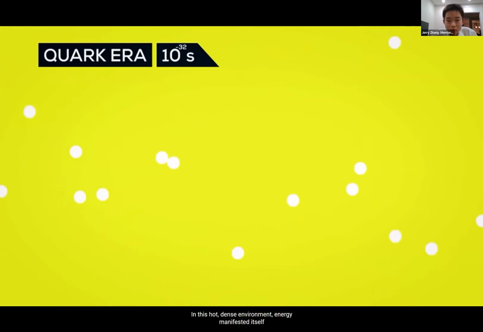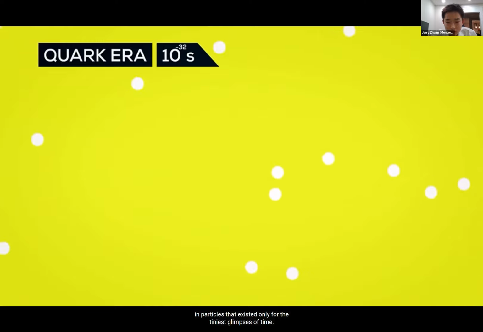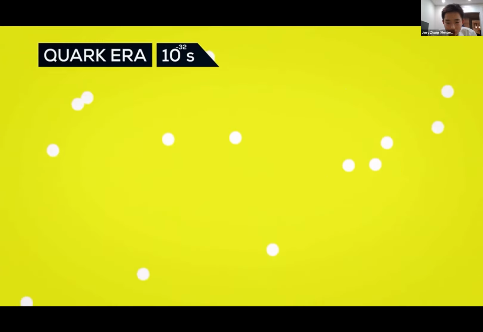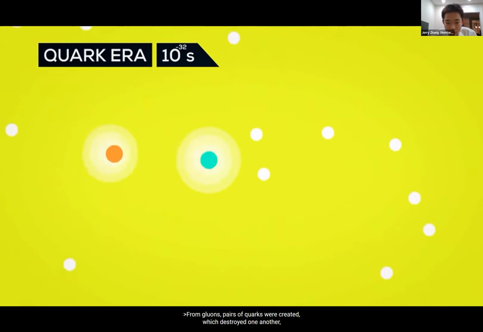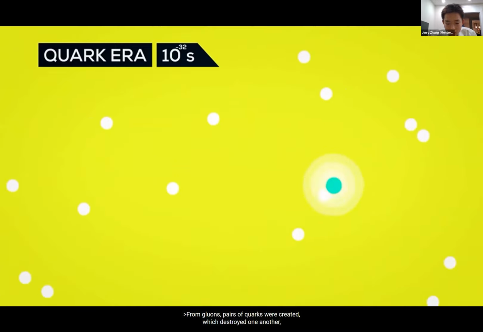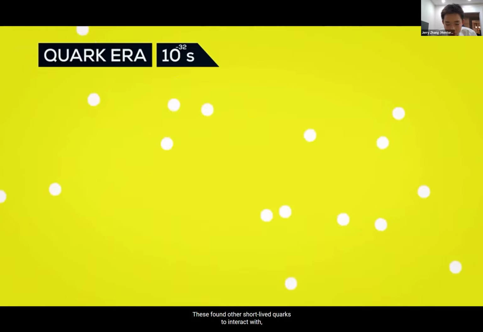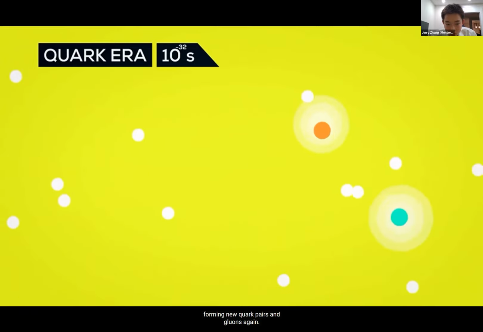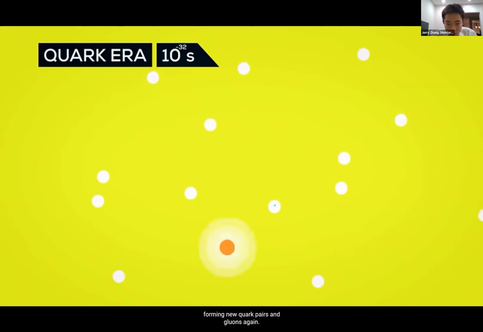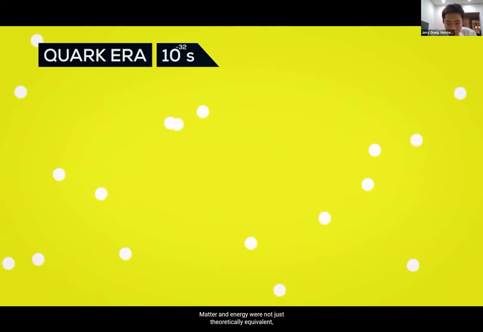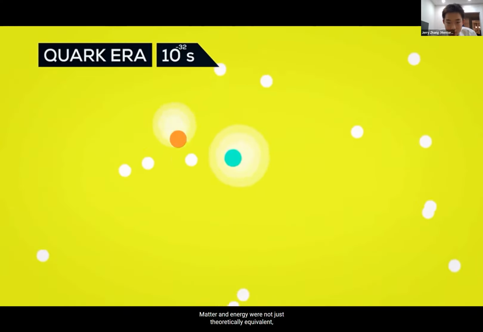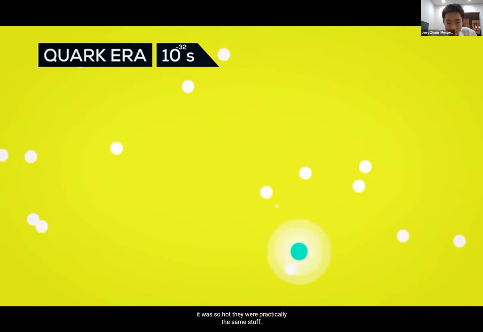In this hot, dense environment, energy manifested itself in particles that existed only for the tiniest glimpses of time. From gluons, pairs of quarks were created, which destroyed one another, perhaps after giving off more gluons. These found other short-lived quarks to interact with, forming new quark pairs and gluons again. Matter and energy were not just theoretically equivalent, it was so hot they were practically the same stuff.